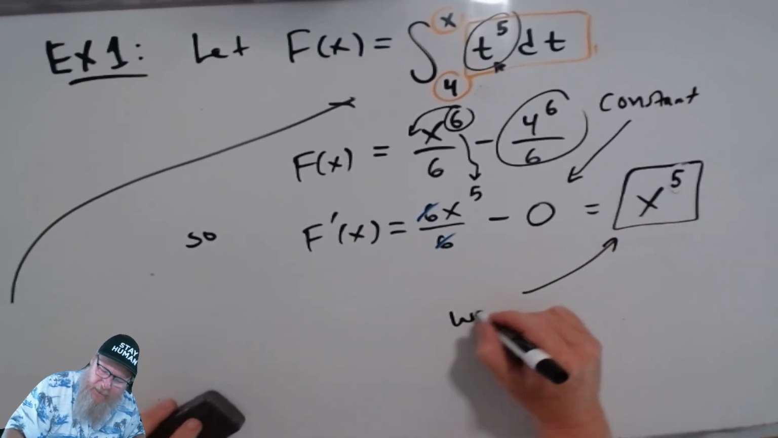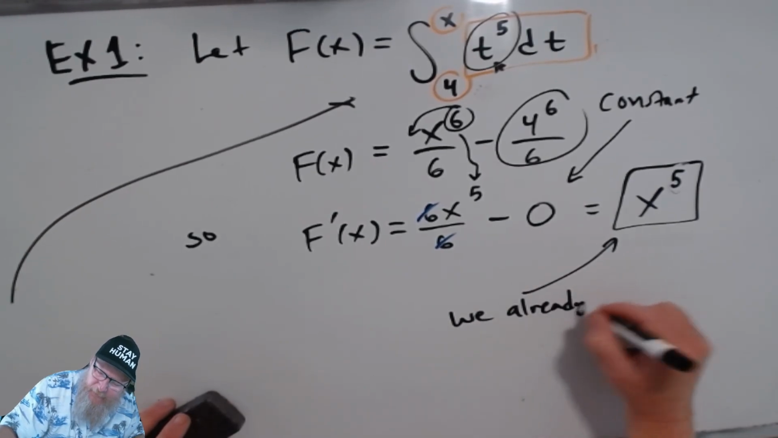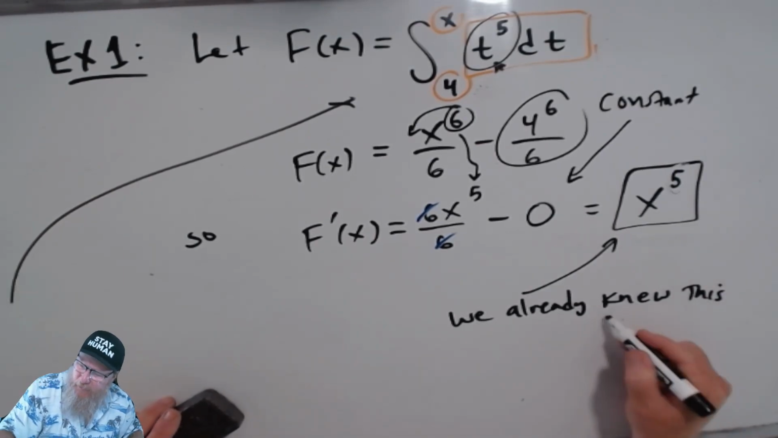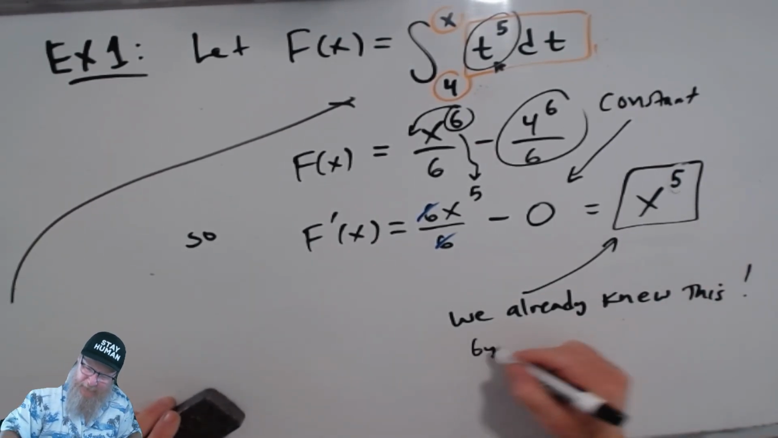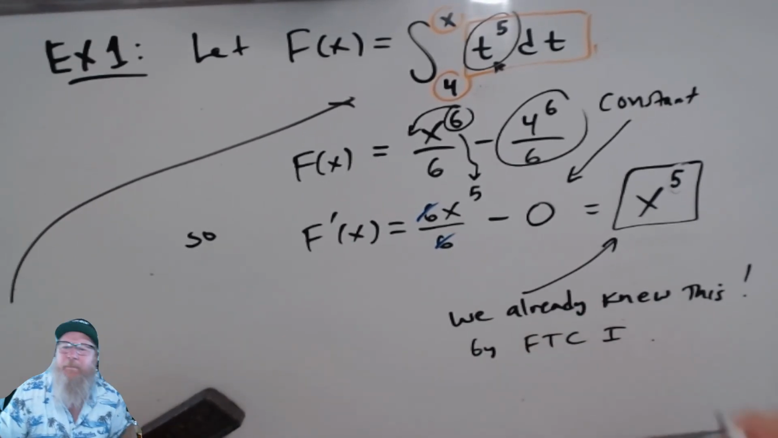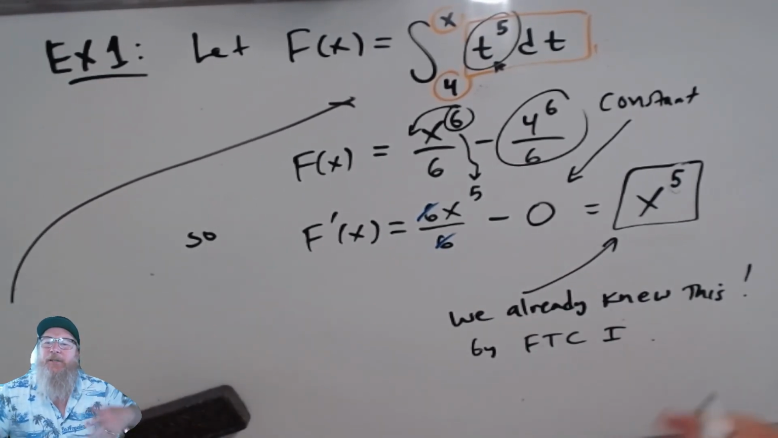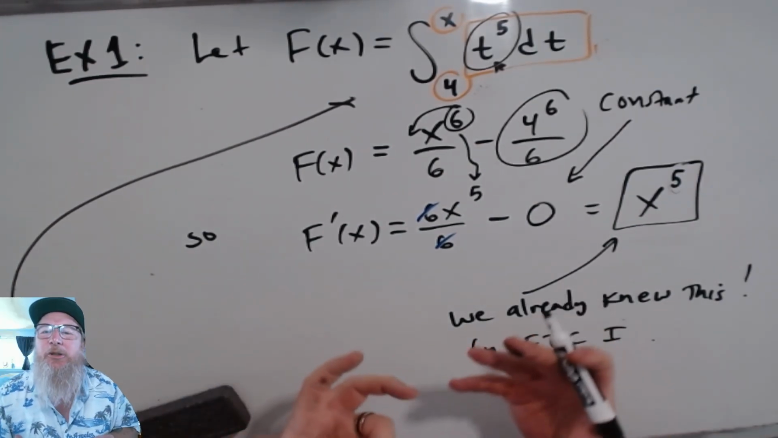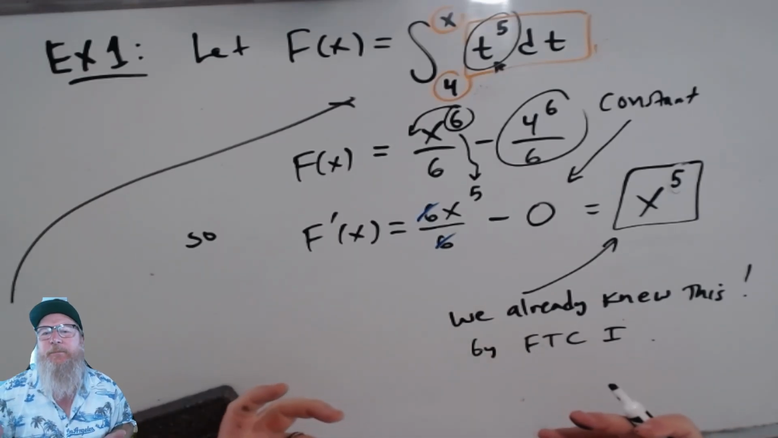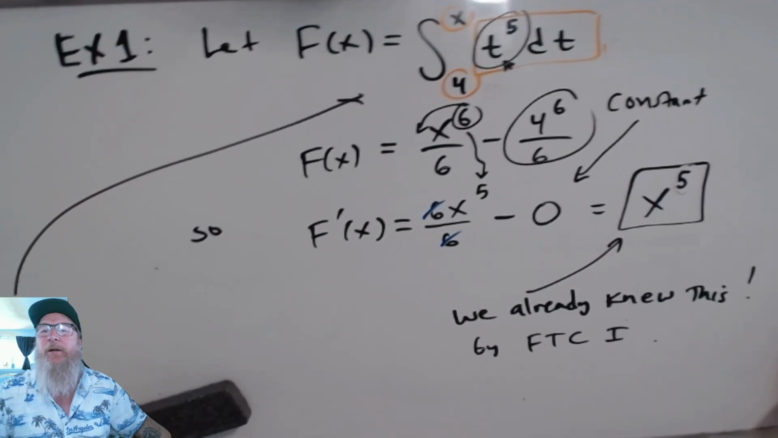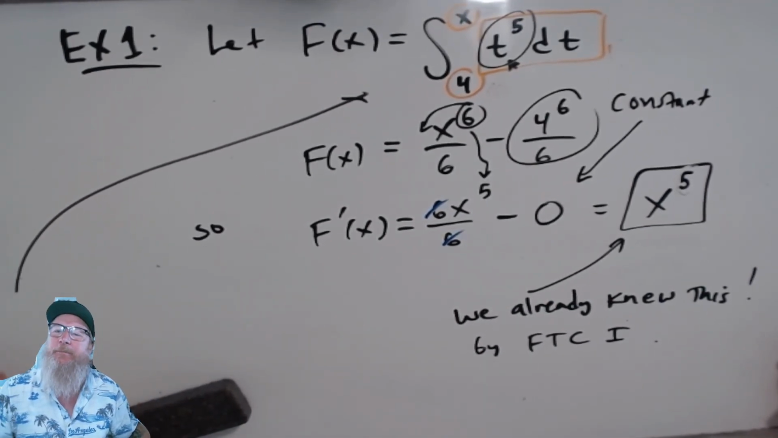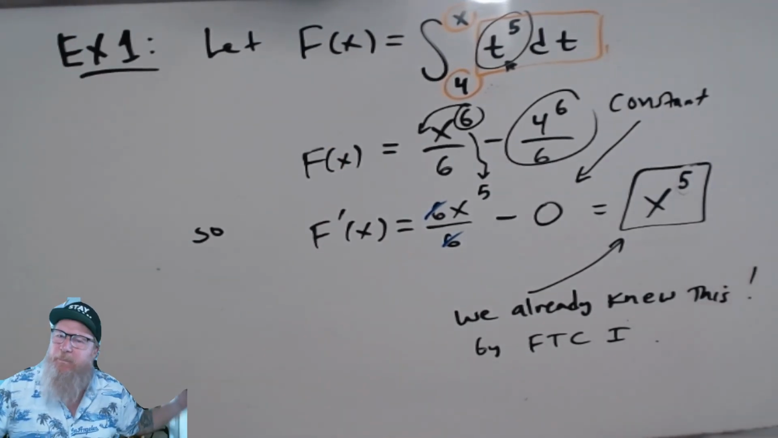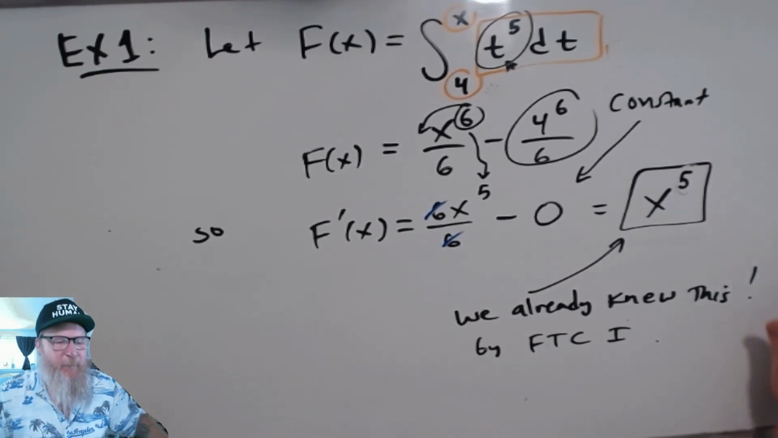So we already knew this, with a silent K, by FTC1. So a theorem is just sort of like a conclusion that you can draw without actually having to do the work. That's the power of a theorem. All right, so that's example one. Sort of beat around the barn a couple times.